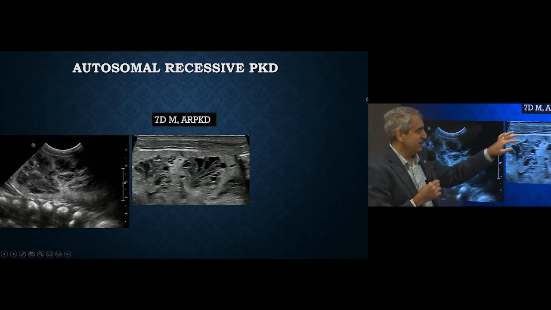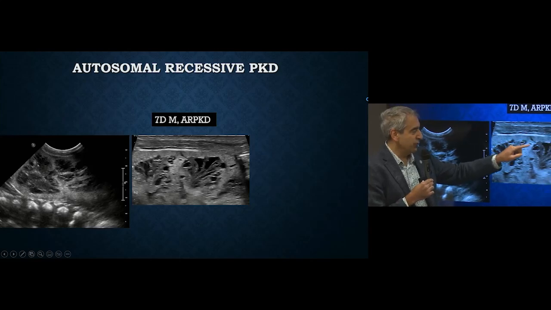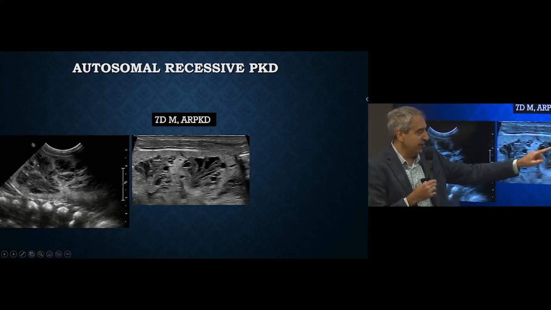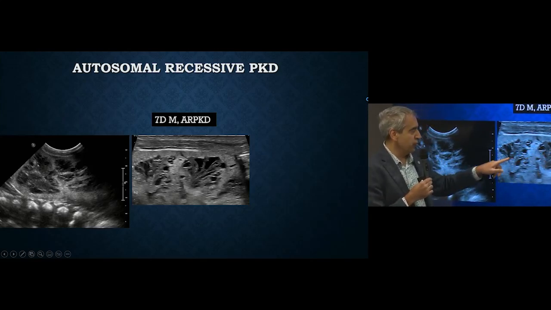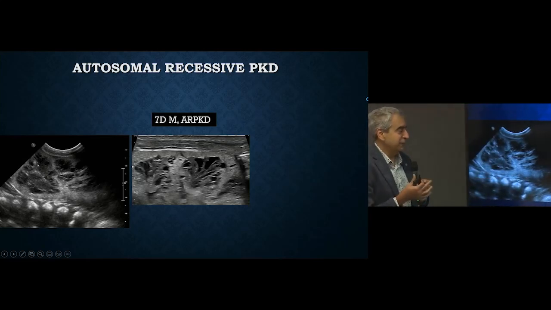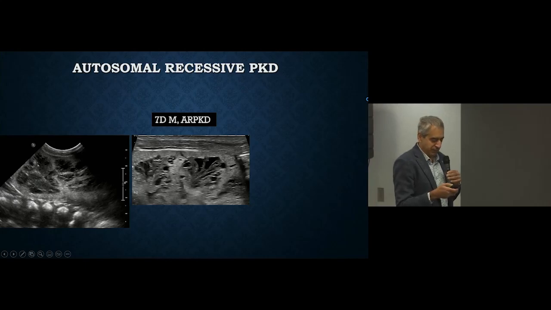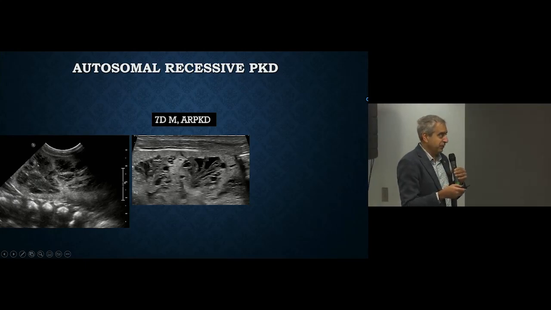You can see that in the renal cortex there's hardly any change whatsoever, but what we see are these elongated tubular structures within the renal medulla. This is really not so much cysts as enlargement of the renal tubules within the medulla.